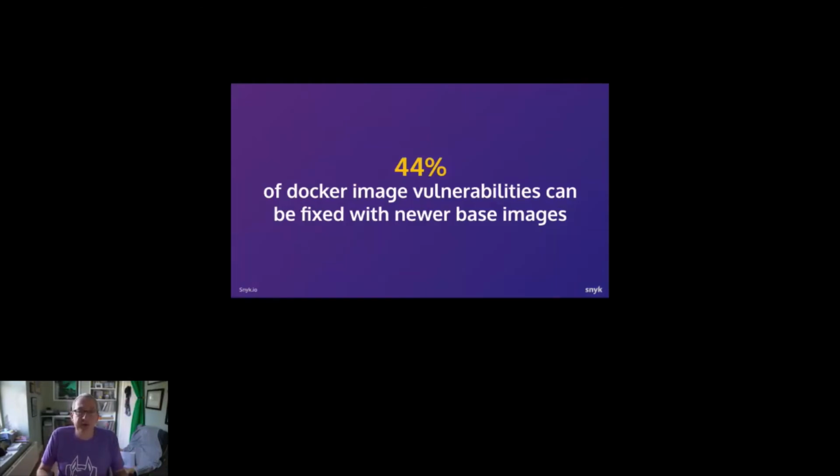Fixing these things often isn't very hard. Over 40% of Docker image vulnerabilities can usually be fixed by upgrading the base image. And around 20% can be fixed just by rebuilding them, because a lot of containers will run an upgrade during the build process.